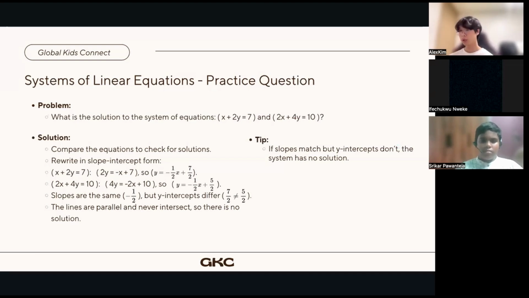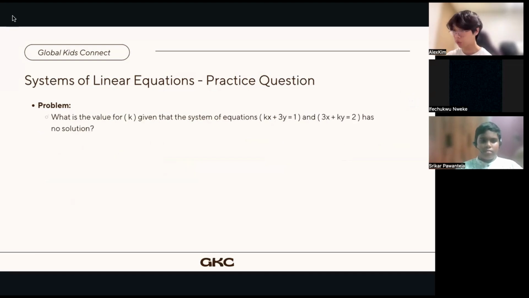Okay. We will now move on. Our second question is, what is the value of k given that the system of equations kx plus 3y equals 1 and 3x plus ky equals 2 has no solutions?